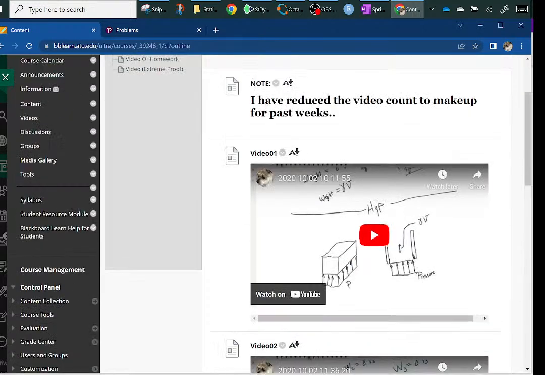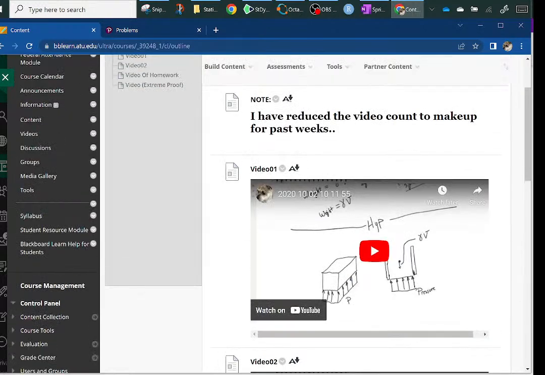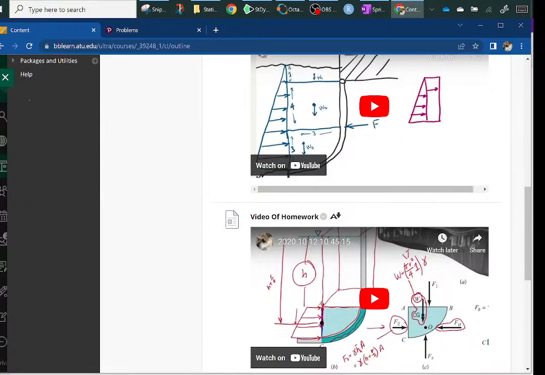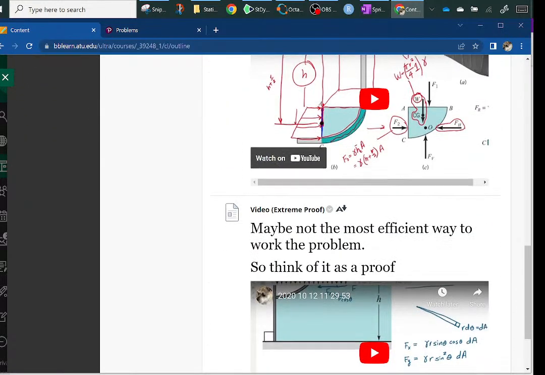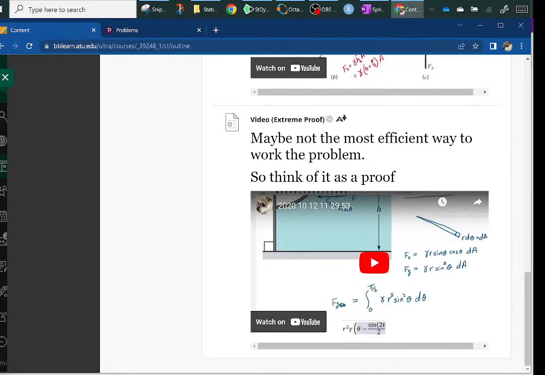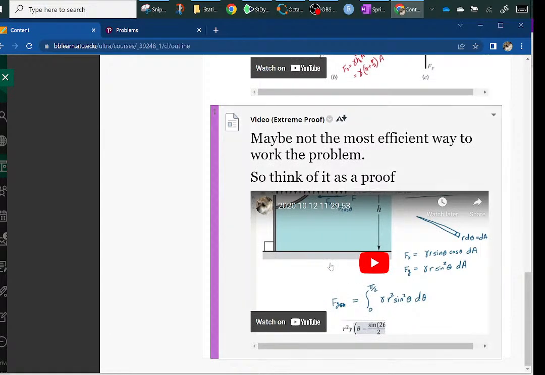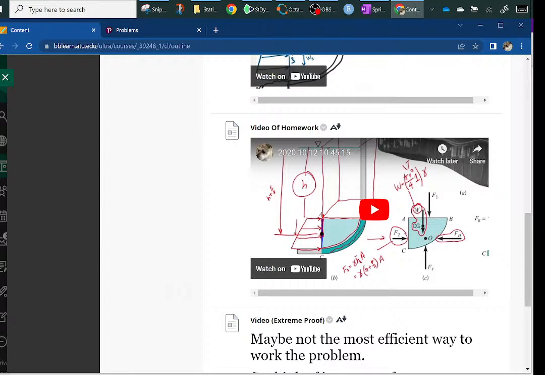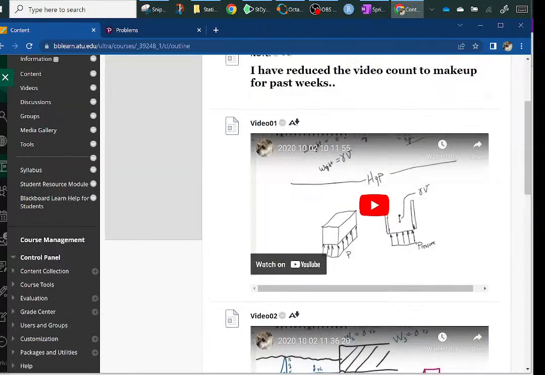I think this first one might be a lecture I did in class that was focused on that. And all these came off that other account. So I'm not sure exactly why. This last one was a way of working the problem, but it's more like a proof than it is anything else. I call it an extreme proof, but it's not really all that extreme.